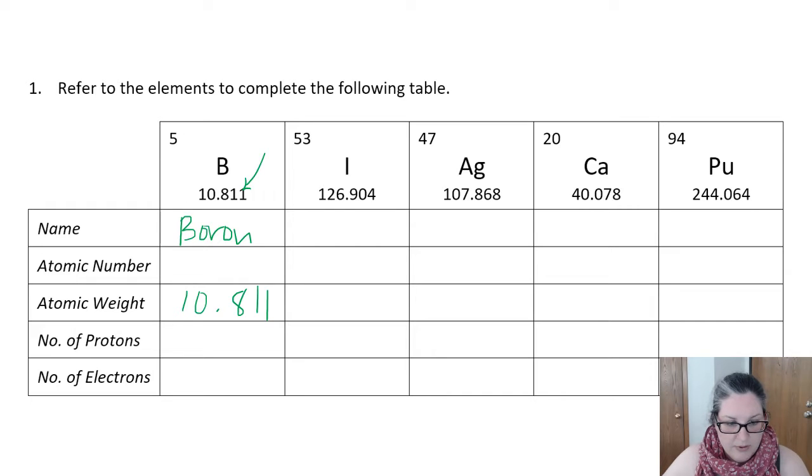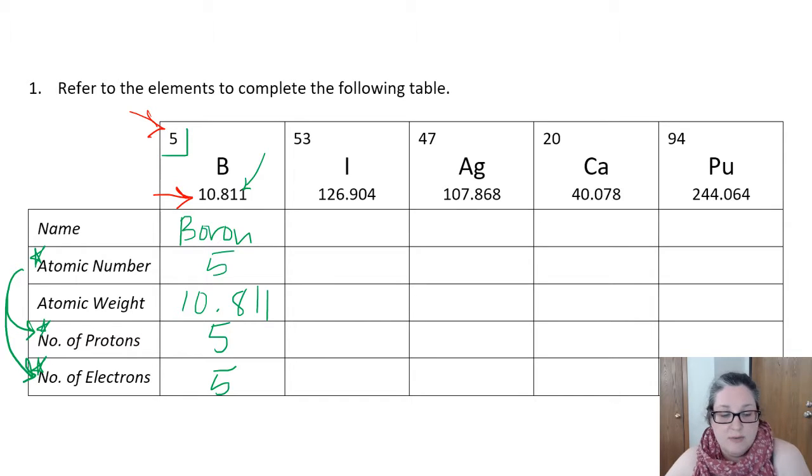Its atomic number is the one found in the top left, number 5. The atomic number also tells us the number of protons in the nucleus and the number of electrons. So 5 and 5. All three of these numbers, atomic number, protons, and electrons, will be the same. The atomic weight is this, and this is its atomic number. The only thing you'll have to refer to the periodic table for is the name.